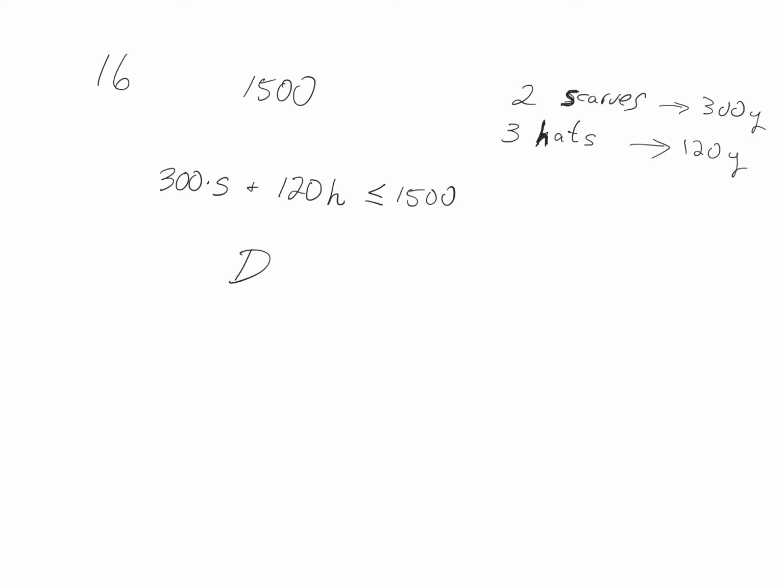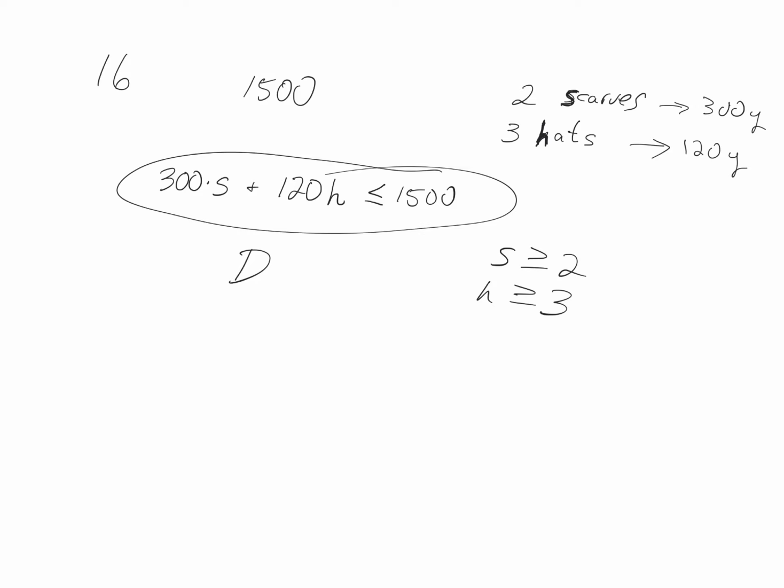Now, additionally, we're told that we're going to make at least 2 scarves. That means the number of scarves is going to be greater than or equal to 2, and at least 3 hats. So the number of hats is going to be greater than or equal to 3. But this is all you needed to know to solve the problem, because it's the only answer that had that in it. So solving this was actually unnecessary.